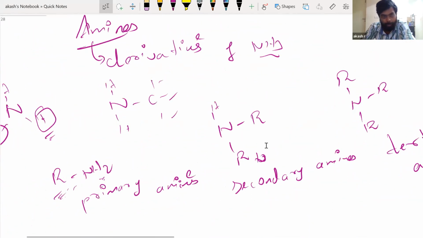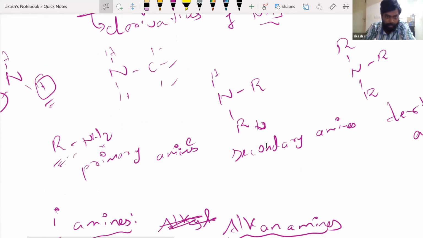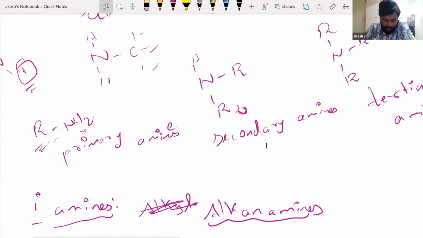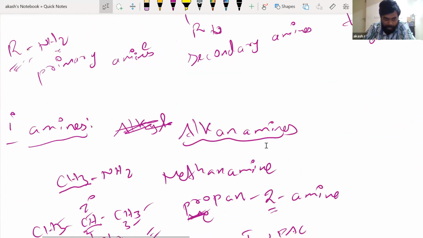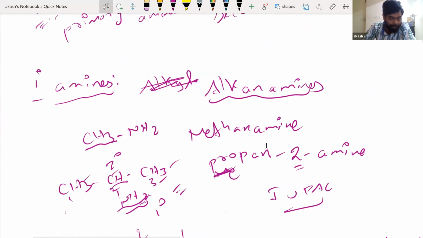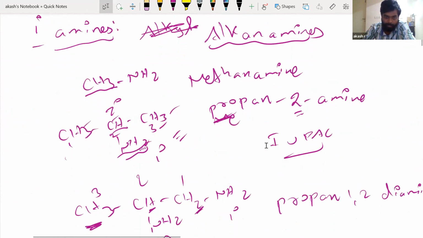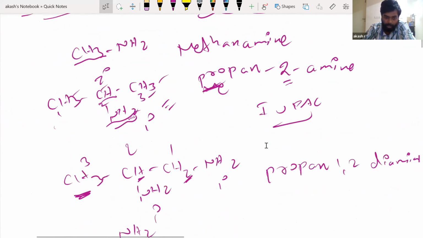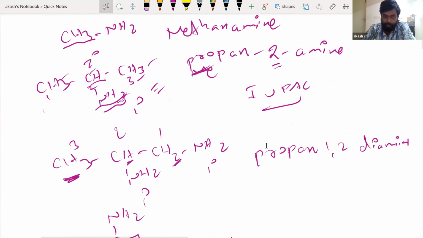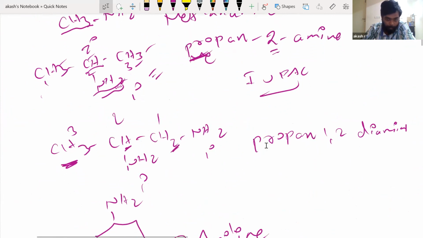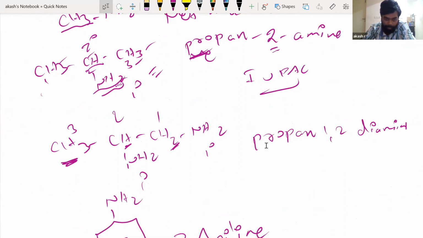Right. So we said amines are derivatives of ammonia. Depending on the number of carbon atoms attached to the nitrogen, we can call them primary, secondary, and tertiary amines. How to name them? The primary amines are just going to be called alkanamines. If you have any branches, you write those branches also, in terms of numbers. You also have to mention the number where the amine is positioned, right?